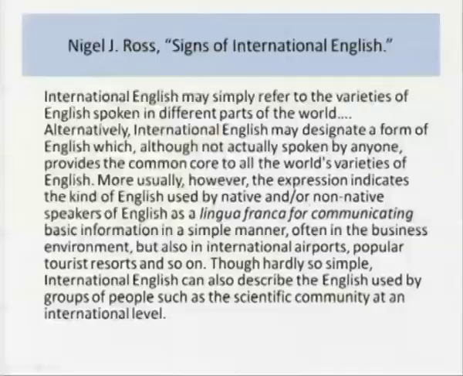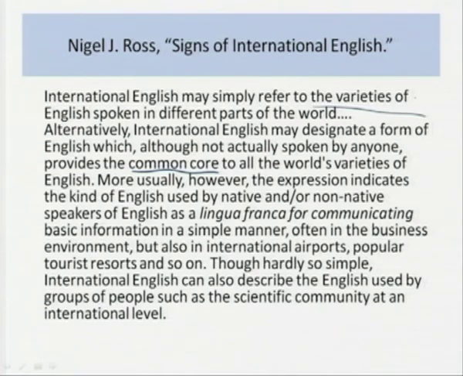I'll refer again to Nigel Ross and what he has to say in his essay Signs of International English. Ross says that international English may simply refer to the varieties of English spoken in different parts of the world. Alternatively, international English may designate a form of English which, though not actually spoken by anyone, provides what he calls the common core. First, what does Ross say? International English may refer to the varieties of English spoken in different parts of the world, but also it may refer to a common core to all the world's varieties of English.